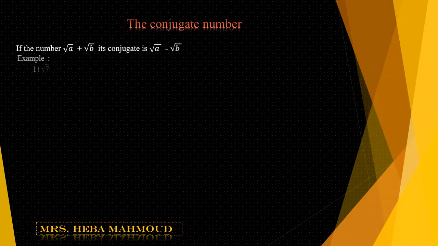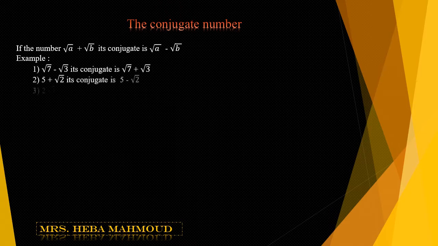The conjugate numbers. If the number is √A plus √B, to get its conjugate we change the sign of the middle, so it will be √A minus √B. Example number 1, √7 minus √3, its conjugate will be √7 plus √3. Number 2, 5 plus √2, its conjugate will be 5 minus √2. Number 3, 2√3 plus √2, its conjugate will be 2√3 minus √2.